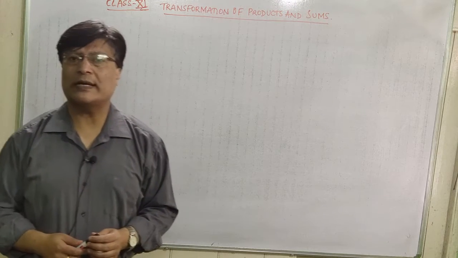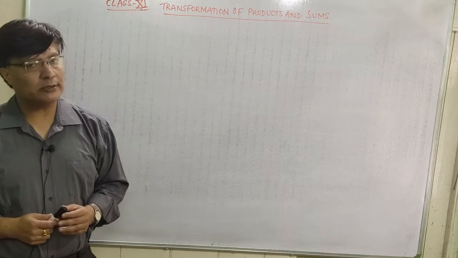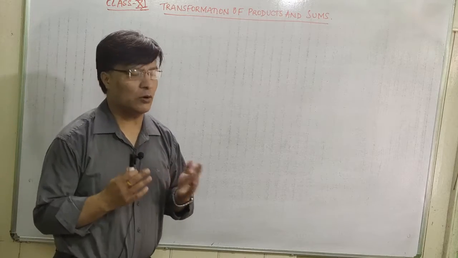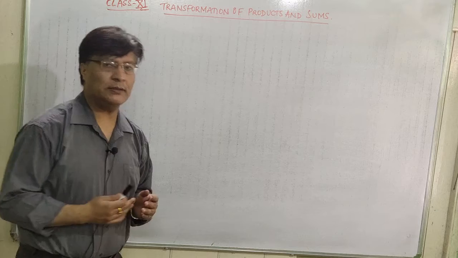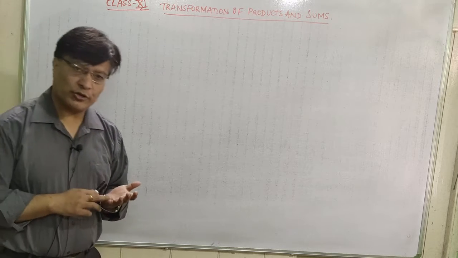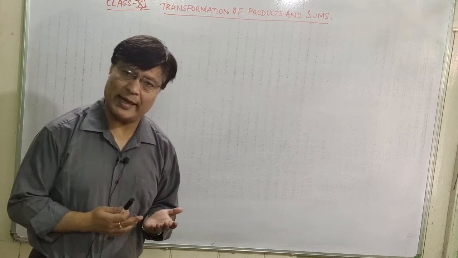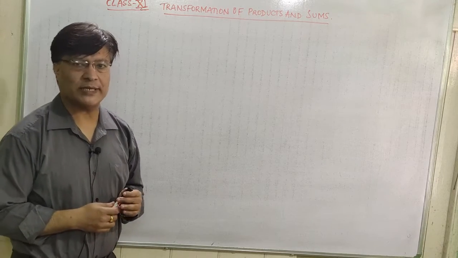And in the last online class we finished trigonometrical ratios of compound angles, and I hope you have understood all the theory portions and the problems that we have done in the previous chapter, that is trigonometrical ratios of associated angles and trigonometrical ratios of compound angles. So today is the new topic, that is transformation of products and sums.